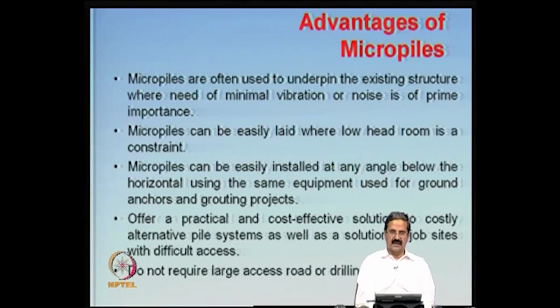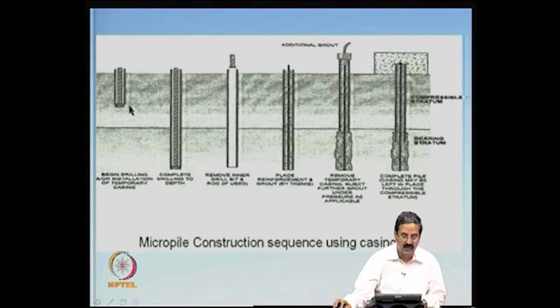The micropiles are nothing but grouted columns, so definitely one can use this. They offer a very practical and cost effective solution compared to costly alternative pile systems, as well as a solution for job sites with difficult access. This is another one, and they do not require larger drilling platforms and all that. So, how do you do that?